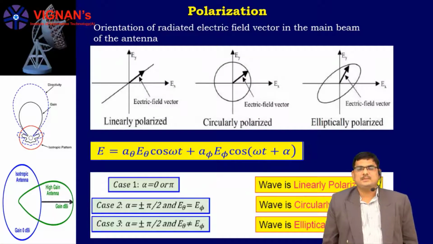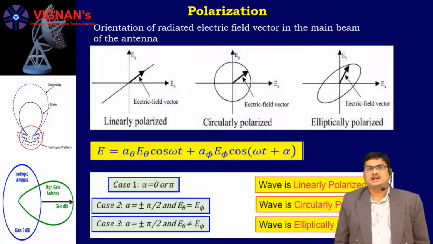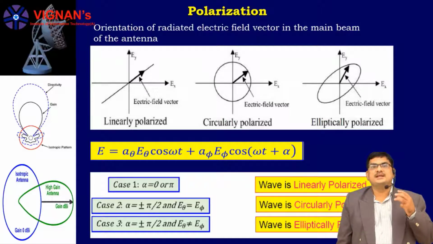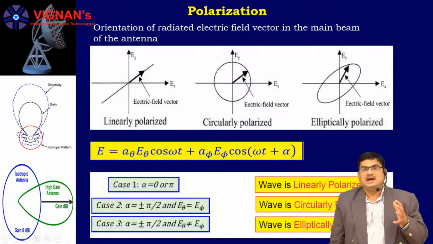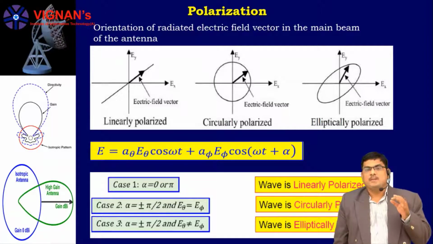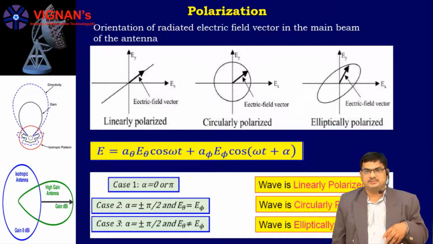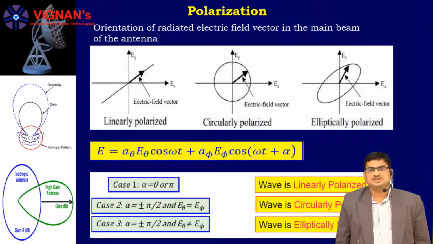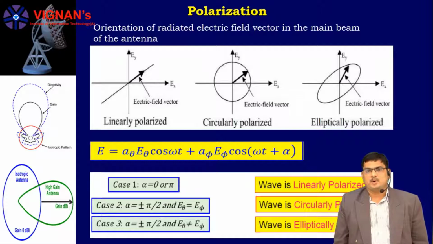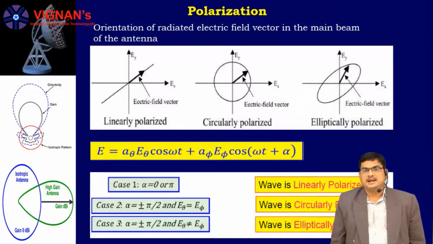The next important parameter is polarization. Polarization is the physical orientation of the antenna's radiation in a particular direction. Polarization shows the characteristic of your antenna, in which direction your antenna is radiating. Polarizations are classified into three types: linear polarization, circular polarization, and elliptical polarization.